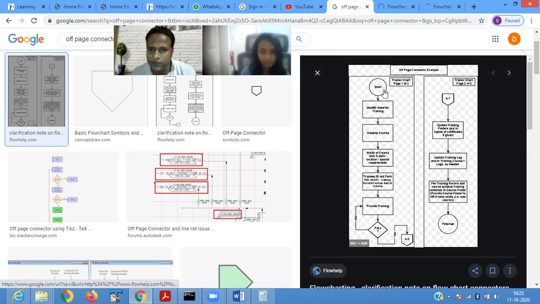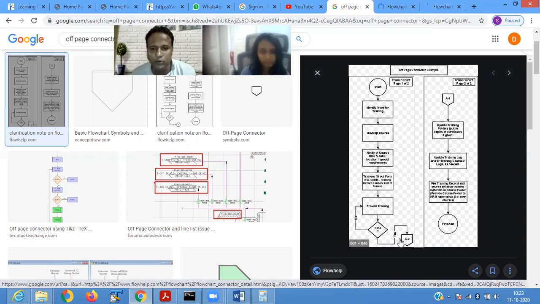Okay. So now we draw this flowchart. When I draw the flowchart, it is not over here. When it is not over and I want to continue to another page, then here I have to use a connector. So this is called a connector. I want to connect to a different page, so here we're using the off page connector. This symbol is called the off page connector.